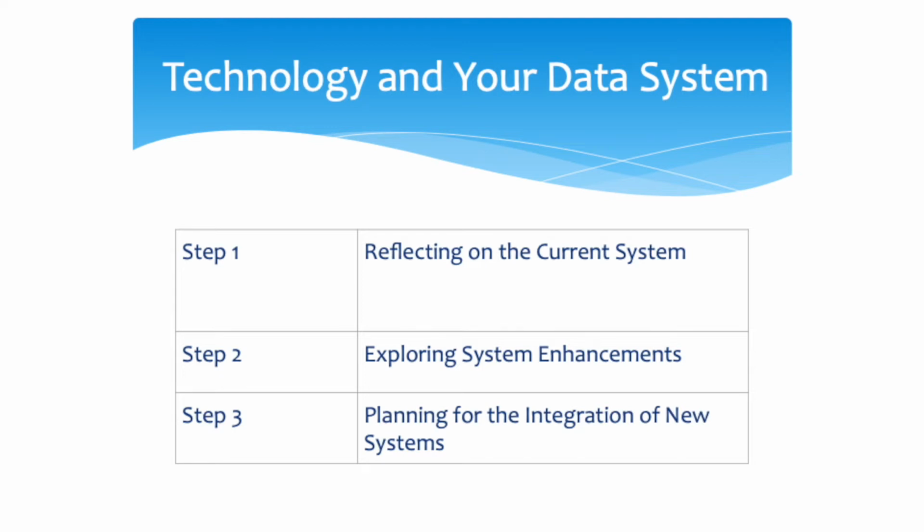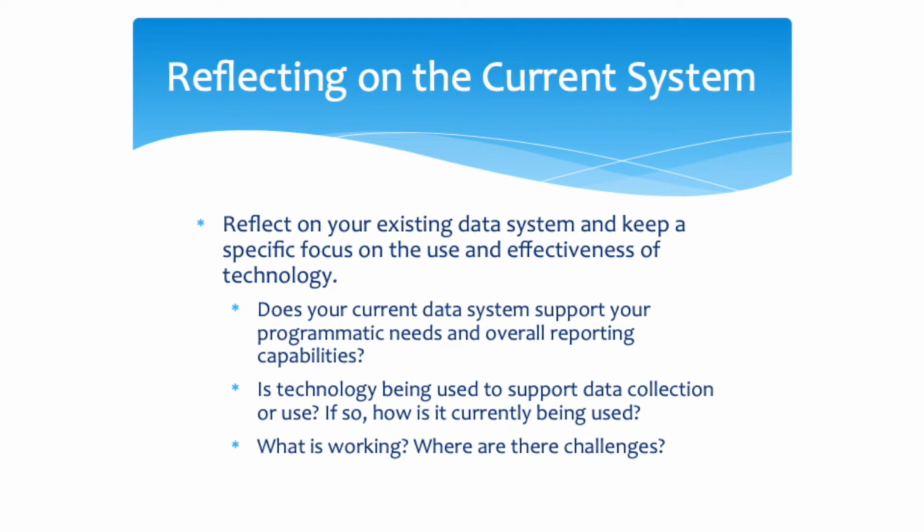The first step involves reflecting on the current system in place for collecting and using data within your program or district. This will help you think about any processes that currently exist that could benefit from incorporating technology. Prioritize what it is you need from your data, and that will help you determine the technology that will get you there. Example guiding questions for this reflection process include: Does your current data system support your programmatic needs and overall reporting capabilities? Is technology being used to support data collection or use? If so, how is it currently being used? What is working? Where are there challenges?